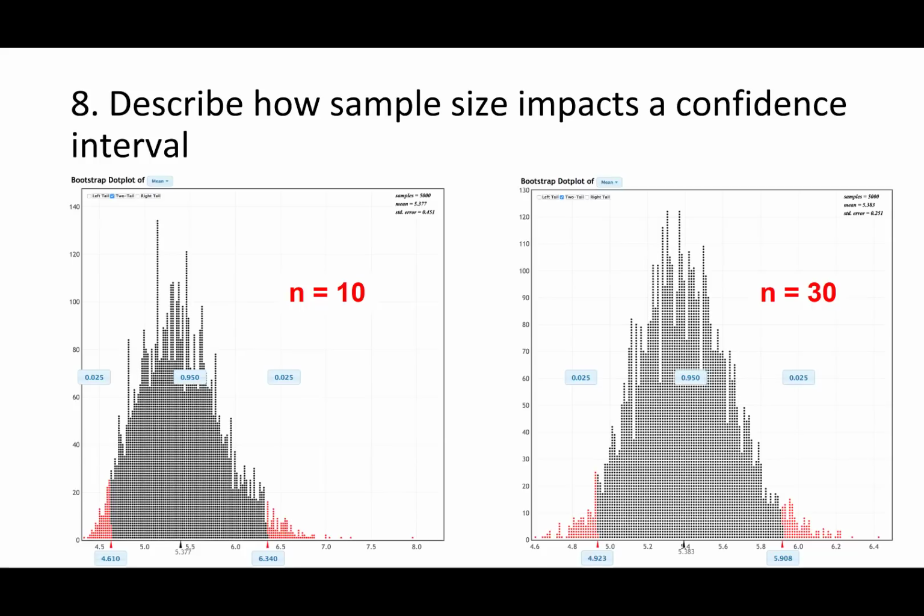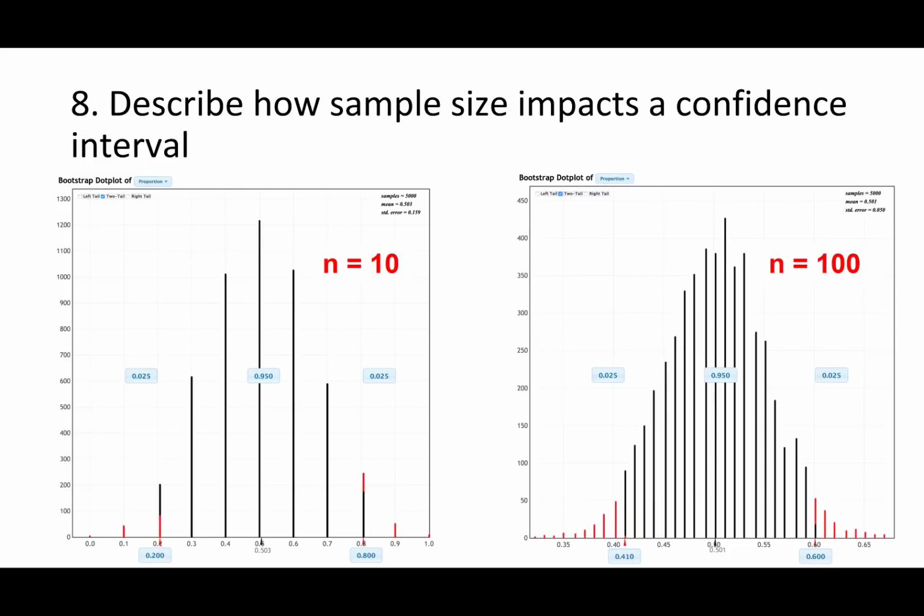Another thing to point out here is the shape of the sampling distribution. As the sample size increases, the shape of the sampling distribution becomes closer to that of a normal distribution. The original sample here was skewed to the right. With n equals 10, the sampling distribution is slightly skewed to the right, though not as strongly as my original sample. With n equals 30, the sampling distribution is much closer to a normal distribution. I'll show you one more example of this, but now with a proportion.